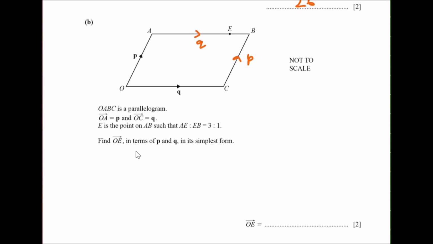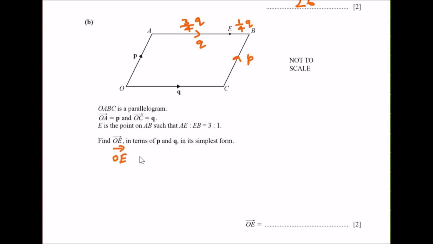Now OE, find OE, we have to find out. It says E is the point on AB such that AE ratio EB equal to 3:1. So here this is 3, this is 1, that means this is 3/4, this is 1/4. So 3/4 and 1/4 of what? Of AB. So AB is Q, so 3/4 of Q and 1/4 of Q, right? Let us find OE.